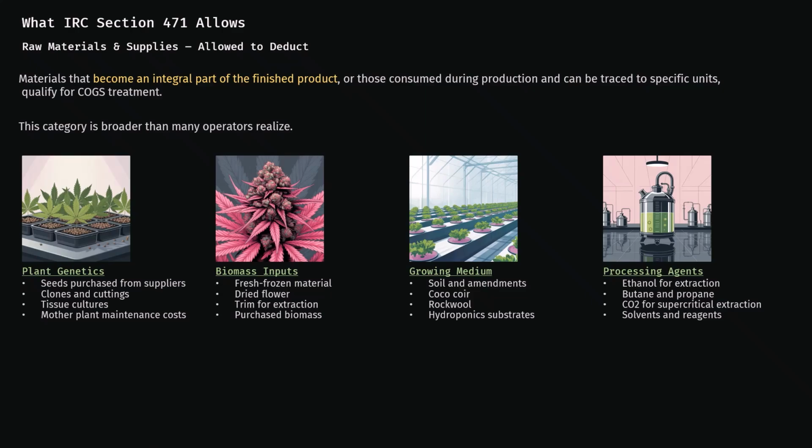Biomass like fresh frozen, dried flower, and trim. These are your raw materials for processing, especially for manufacturers making concentrates or extracts. Grow media such as soil, coco coir, and rockwool. These support the plant's development and are consumed during cultivation. Solvents like ethanol, butane, propane, and CO2.